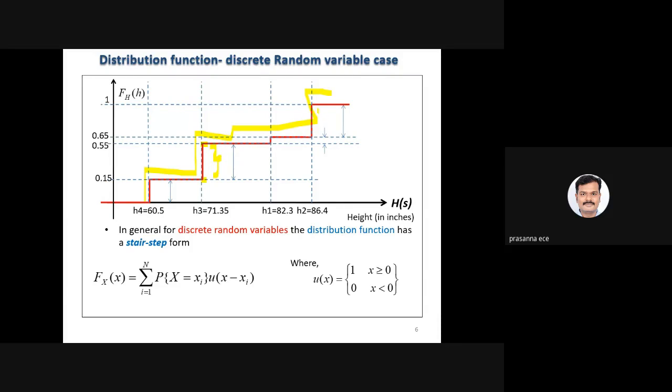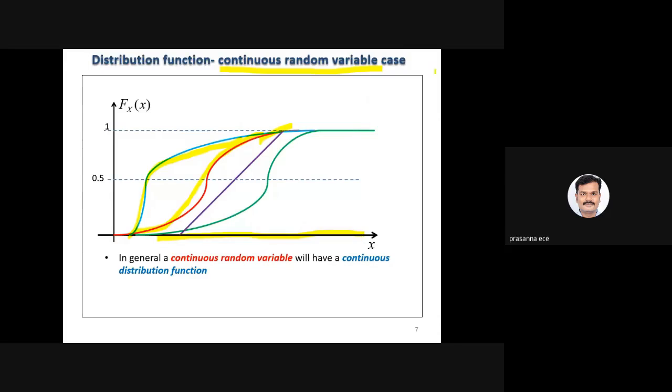Okay, so all these vertical lines are called discontinuities in the function. Here in the continuous random variable case, we don't have any discontinuities. All the functions are smooth functions.